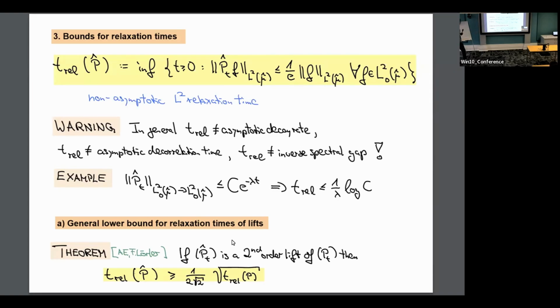And now there's a nice result. It has been shown before that for Markov chains, basically you can only improve by a square root, and the same result holds for diffusions. So if P_t hat is any second order lift of P_t, then the relaxation time of P hat is always greater than 1 over 2 square root 2 times the square root of the relaxation time of P. So the best you can gain is a square root.